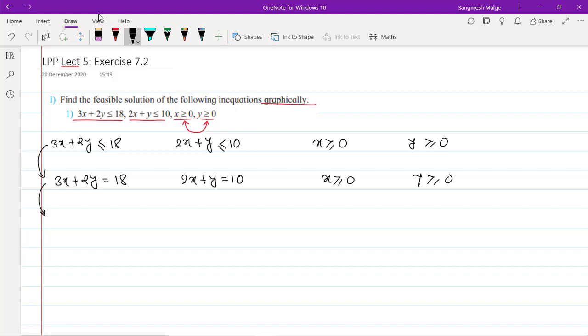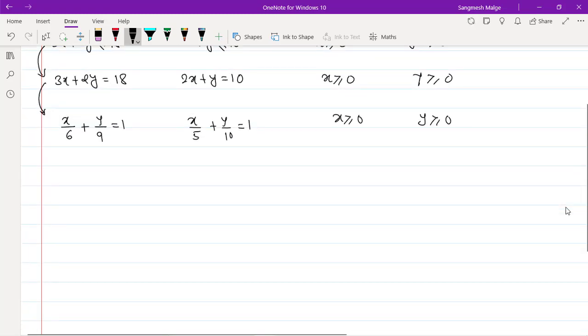So next step is what? Get the double intercept form. So it is x divided by 18 by 3, which is 6, plus y divided by 18 by 2, which is 9, equals to 1. And x by 5 plus y by 10 equals to 1. Then we have to plot these lines on the coordinate axis.